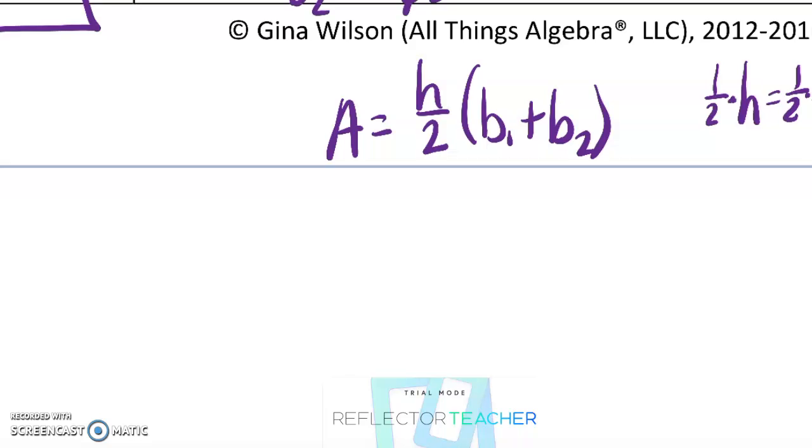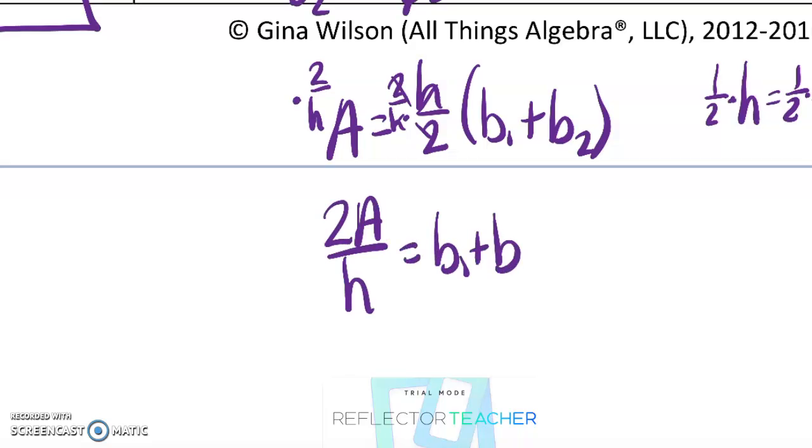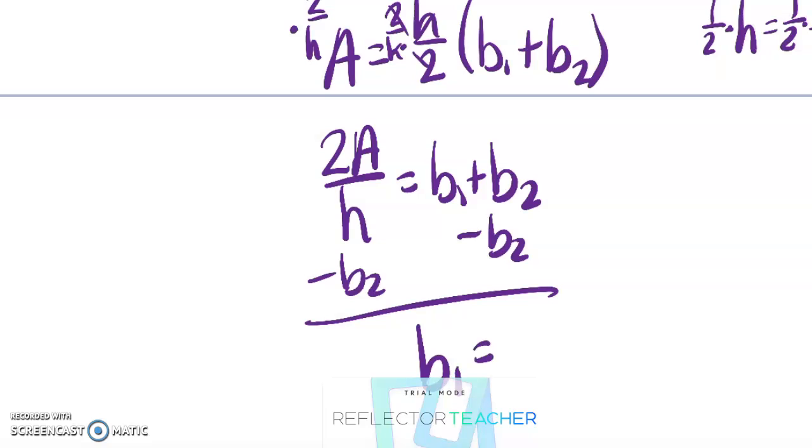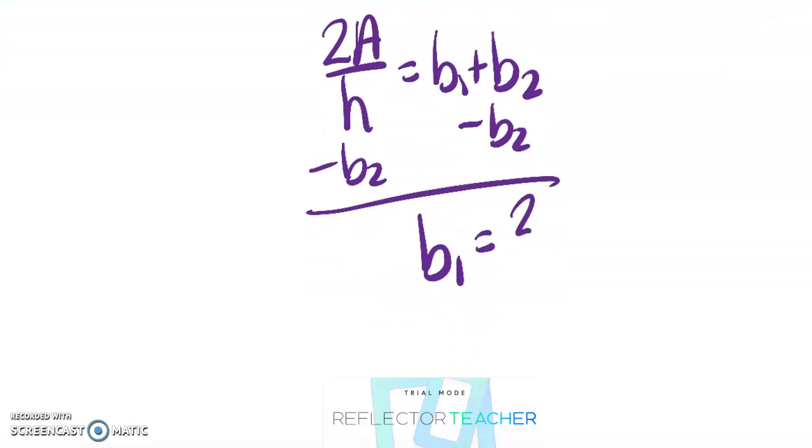So then, to get rid of a fraction, we multiply by the reciprocal, so 2 over h. So you could right away do 2a over h equals b1 plus b2, and then keep going. So you can combine things as fractions to get rid of them by multiplying by the reciprocal, if that makes sense to you. Okay, so then we subtracted b2 and got b1 equals 2a over h minus b2.